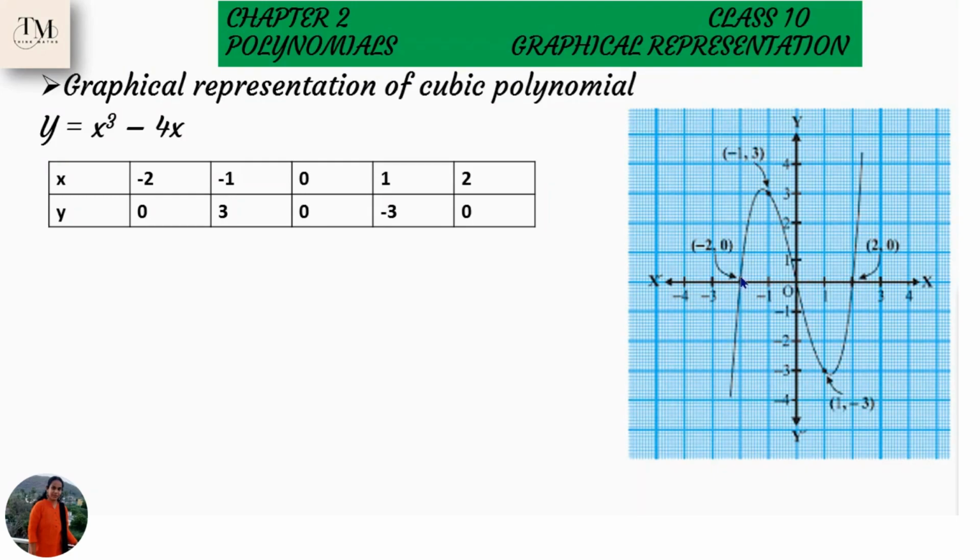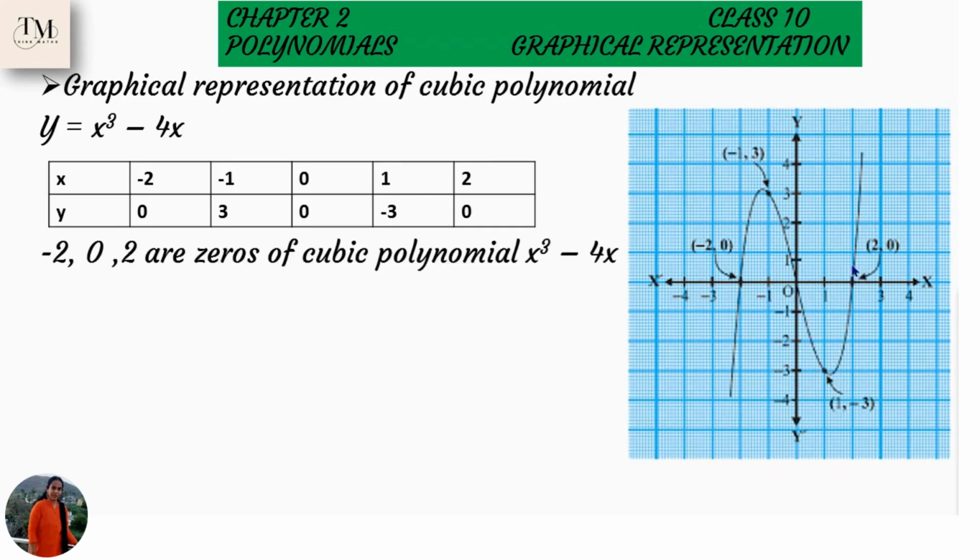So if we join all the points, we will get a curve like this. Here the curve meets the x-axis at minus 2 comma 0, 0 comma 0 and 2 comma 0. So the values where we get zeros are minus 2, 0, 2. So minus 2, 0, 2 are the zeros of the cubic polynomial x cube minus 4x. Okay, so here we got 3 zeros.